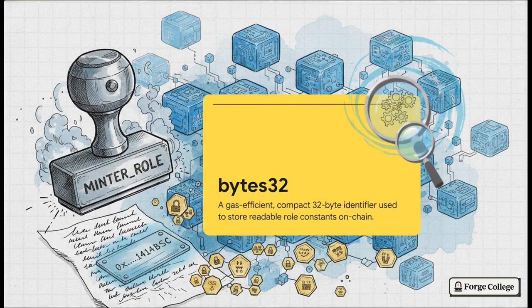It's usually generated using the keccak256 function. Think of it less like a sprawling, handwritten paper label and more like a highly efficient, standardized serial number stamped right into metal. It gives us that human readability we want in our source code, like modifier, while keeping things incredibly gas-efficient and lightweight for the machine runtime.